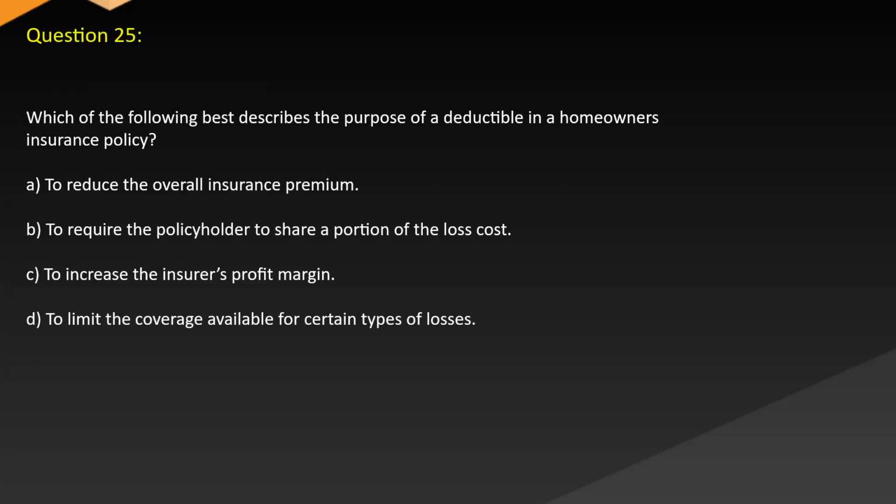Question 25. Which of the following best describes the purpose of a deductible in a homeowner's insurance policy? A. To reduce the overall insurance premium. B. To require the policyholder to share a portion of the loss cost. C. To increase the insurer's profit margin. D. To limit the coverage available for certain types of losses.